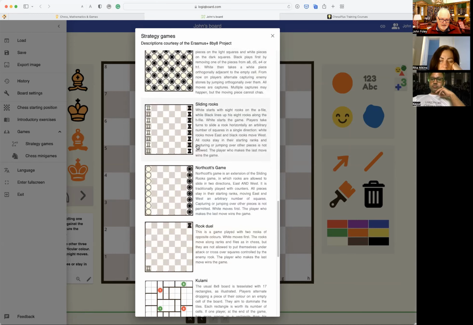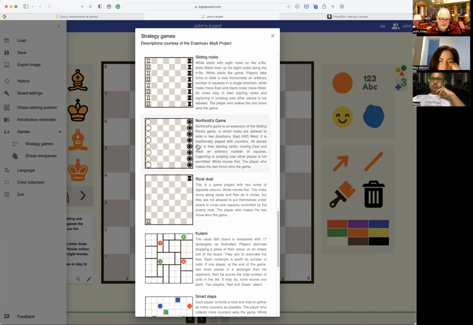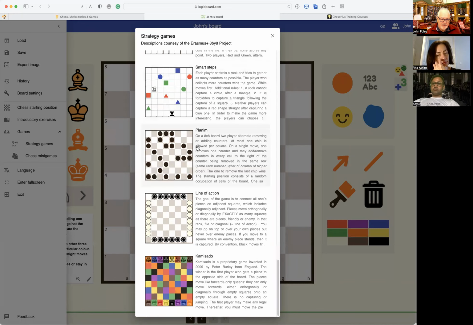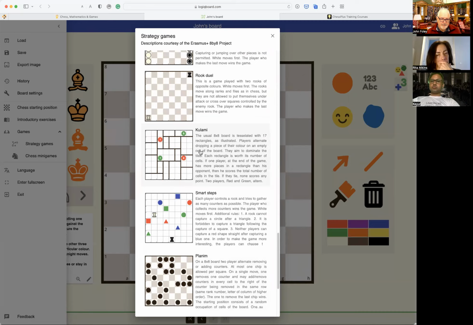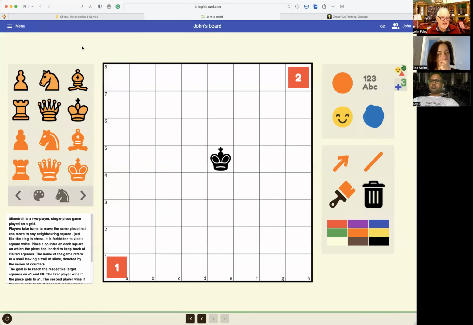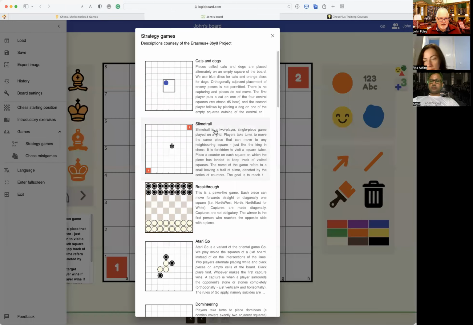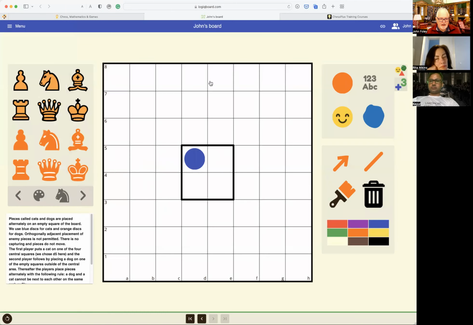So how we're going to do this is I'm going to go through the game called Cats and Dogs, and we're going to talk about that game and play it, and then we're going to go through the game called Sliding Rooks, which Rita will take you through, which is a NIM game. Okay, so this is a territory game.